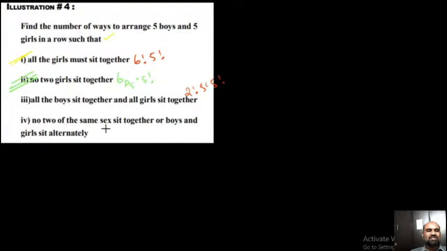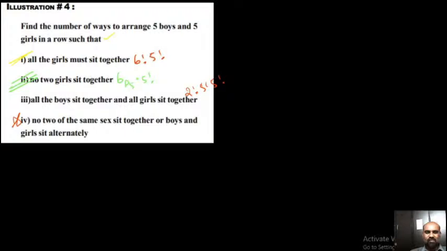No two of the same sex sit together, or boys and girls sit alternatively. This is another interesting thing. We need to identify the difference between this problem and the second problem. In the second problem, no two girls come together. What is the difference between that and this? Boys and girls sit alternatively.